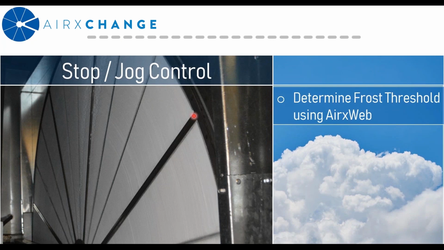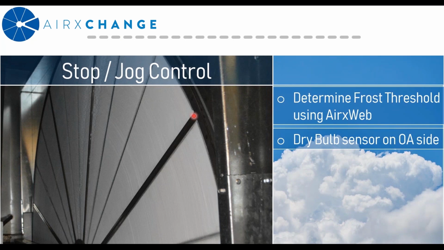Okay, the last method that I'm going to talk about is stop jog control. The stop jog method typically uses a single dry bulb sensor on the outside air temperature. Once again, that outside air temperature is going to measure whether the temperature is below the frost threshold. And if it is, it's going to tell the system to stop and start the wheel intermittently to keep frost from forming. It keeps performing this process until the outside air temperature is above the frost threshold.